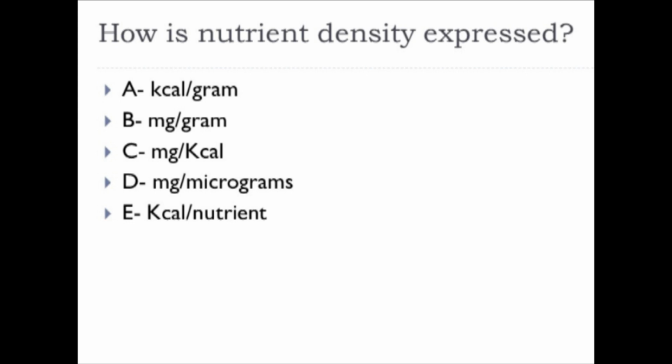So now I want to look at what we regard as nutrient density. This is something that a dietitian or nutritionist wants his patient to consume, a diet high in nutrient density. So how is it represented? The correct answer is C. It's the quantity of nutrient expressed as milligrams or micrograms per individual calorie.